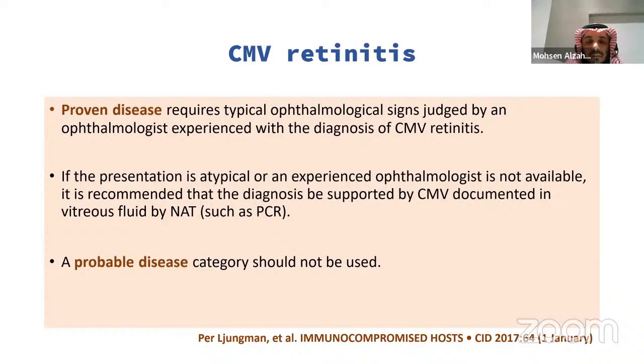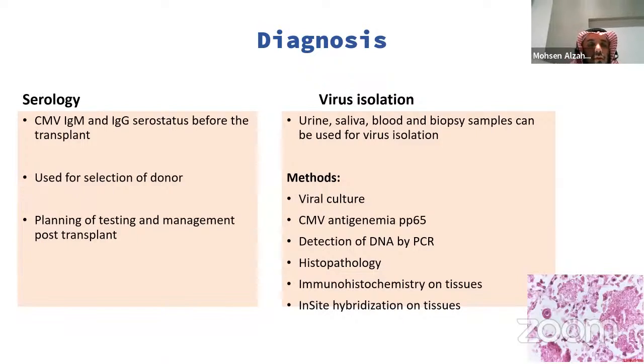foscarnet or ganciclovir. For the diagnosis of CMV infection, serology should be established before going for transplant for both the recipient and the donor to determine the serostatus before transplantation, because based on the serostatus of the recipient and the donor, we will select the best donor and plan post-transplant management and prophylaxis depending on the serostatus. Virus isolation depends on the tissue involved, but frequently we do that on the blood, but also we may do that on organs involved.